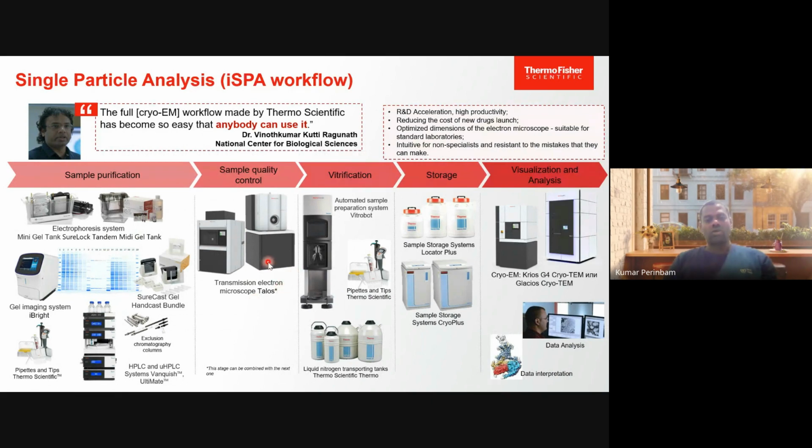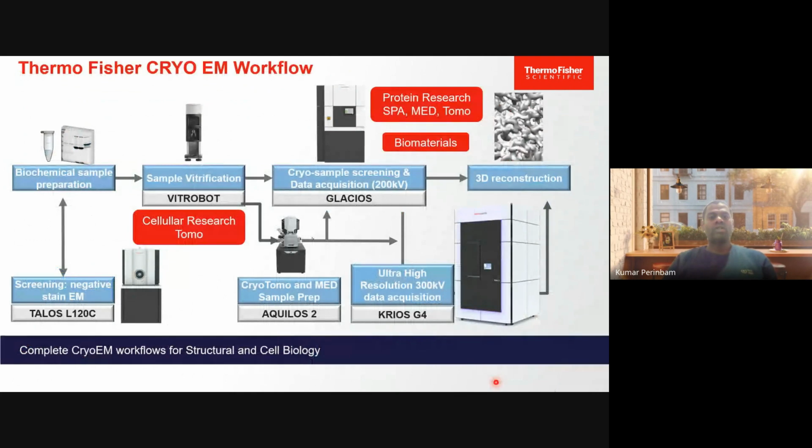What we have to do with him is we provide most of the tools. He has been constantly buying all the tools that are required, like Talos L120C, a slightly smaller version of cryos. The electron volt is 120, so it can be used to optimize the sample before going to the cryos. And then we provide basically all the tools for getting the best resolution, starting from protein purification all the way to the data interpretation. Each step of the way, we have some contribution or other.